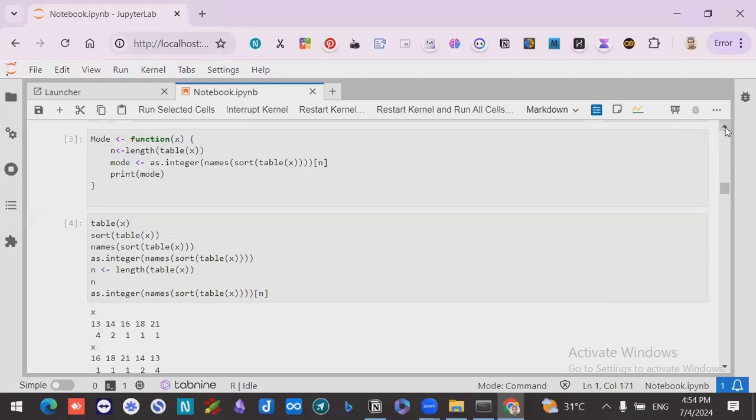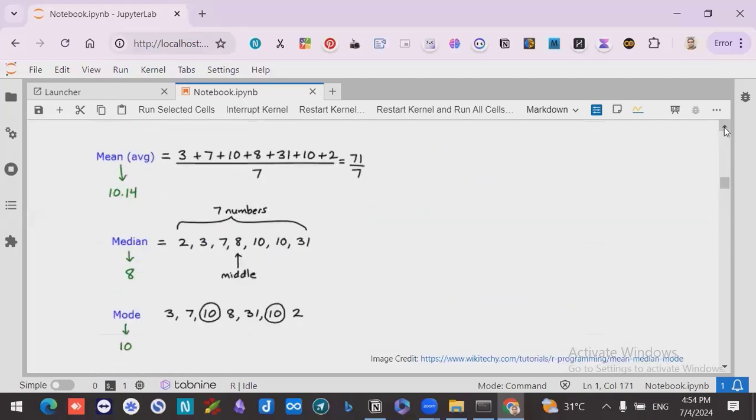So I gave one image here so that you can easily understand. The numbers I have are 3, 7, 10, 8, 3, 31 and 10. Now what does the mean indicate? The total summation, 71, divided by 7. So we got 10.14. That is the mean.